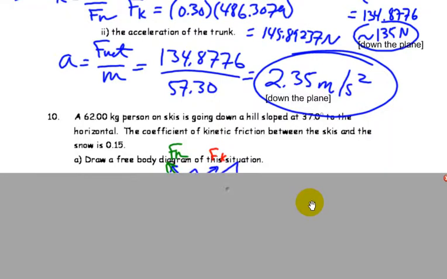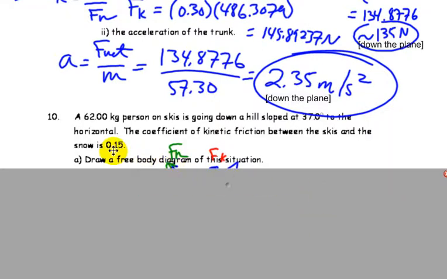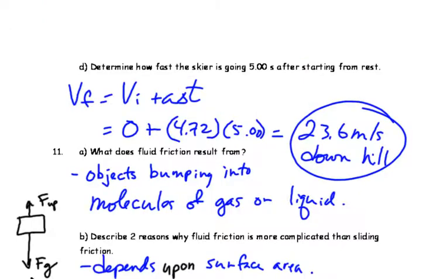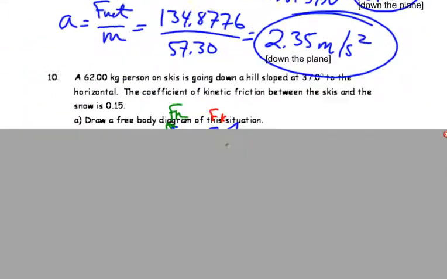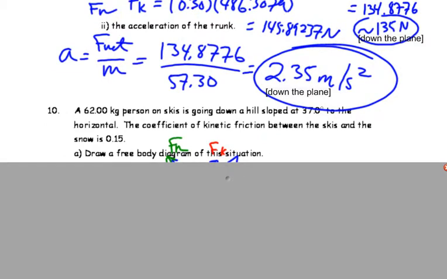Okay. Over here, number 10, a 62 kilogram person on skis is going down a hill. It's sloped 37 degrees to the horizontal. The coefficient of friction between the skis and the snow is given. Draw the free body diagram, etc. So what I'm going to do is stop the video now. See if you can figure this out, at least get the free body diagram and figure out a few of the answers. And then in the next part, part 4, we'll look at that answer and kind of summarize this all up. Okay, we'll see you soon.